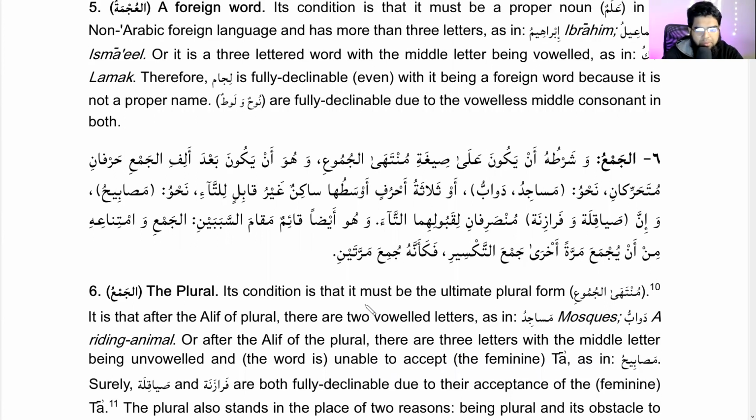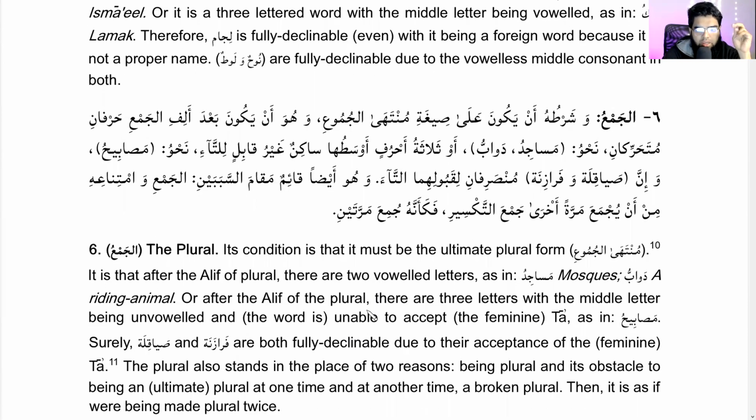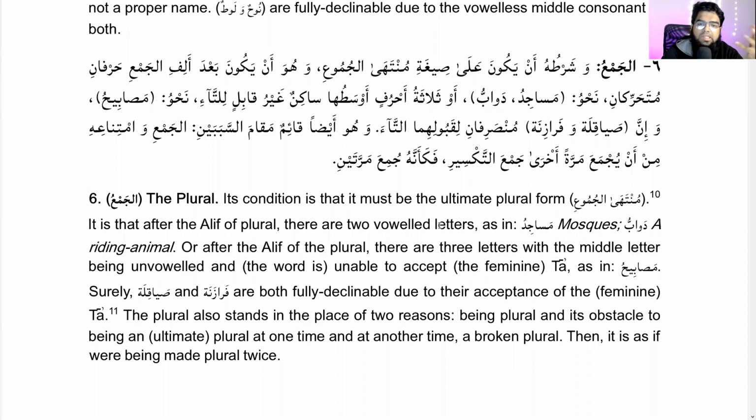قائم مقام السببين الجمع وامتناعه. One is what? Al-jama', being an ultimate plural at one time. Being plural and its obstacle to being an ultimate plural at one time. أن يجمع مرة وامتناعه من أن يجمع مرة أخرى جمع التكسير فكأنه جميع مرتين. So now this is because this is muntahal jumur. It's like you cannot make plural again.